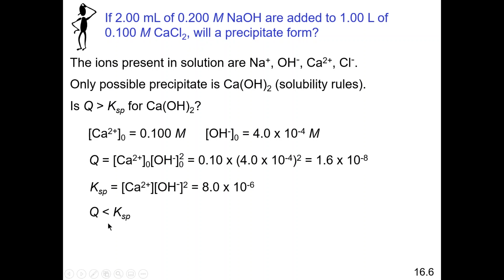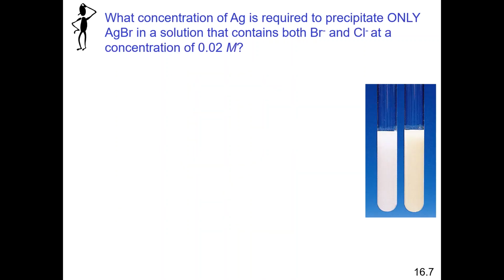If Q is less than KSP, that means that no precipitate will form under these conditions, all right? So that's basically a question which involves making predictions as to whether or not a precipitate would form given the amounts of the different ions that are present according to the question, all right?